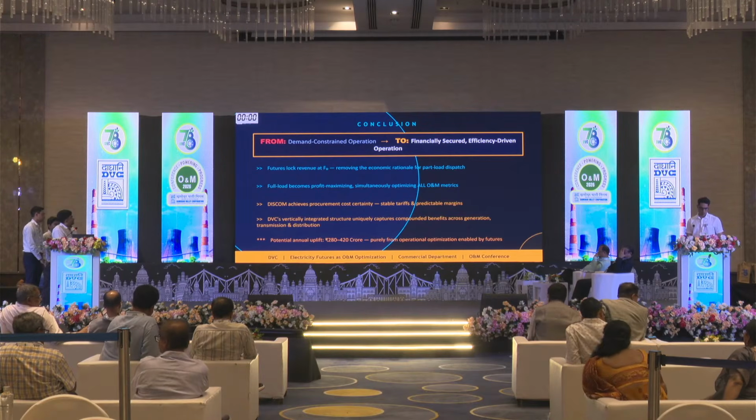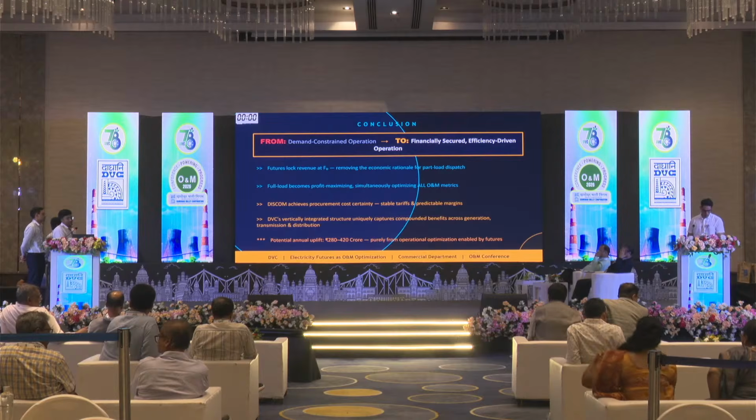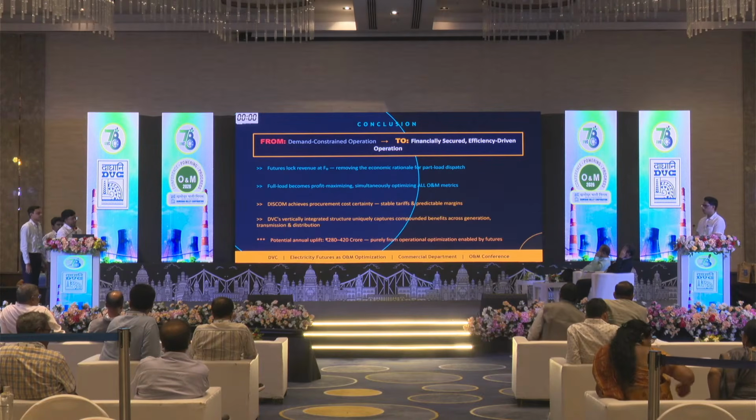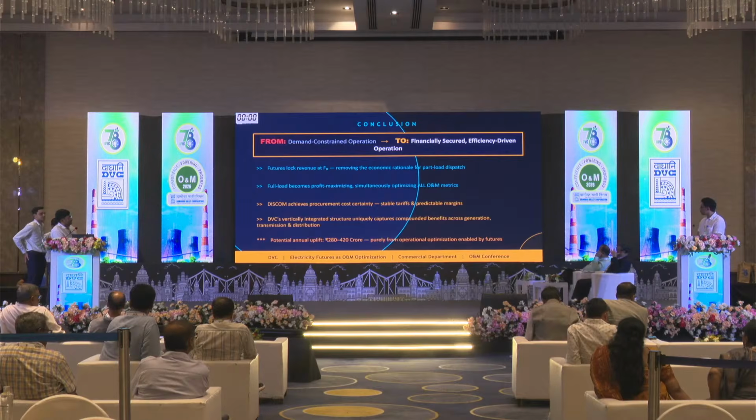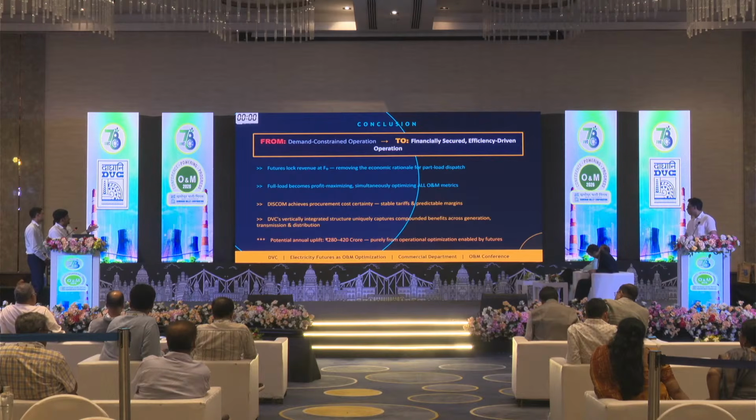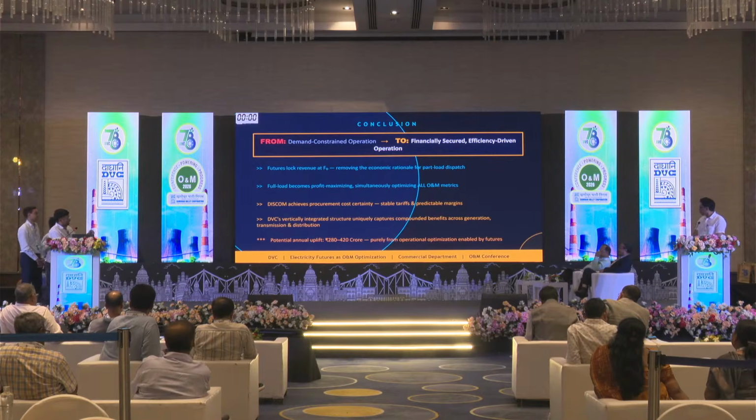Not only that, for a vertically integrated company like DVC, where DISCOM and generator both exist, it will reduce our total marginal cost to operate in this future market. At the end, if we do all these things in an optimistic way, we get a revenue upliftment of around 420 crore. If we go the pessimistic way, we get 220 crore revenue upliftment for DVC in a single year. Thank you.